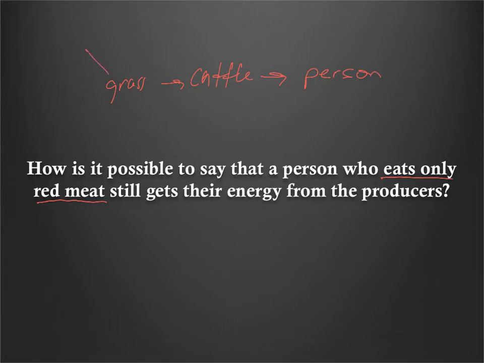Okay, so grass, here's our sun, through photosynthesis is trapping that light energy, putting it into the form of sugars. The cattle are eating the grass, getting energy from that to produce the meat that is then eaten by the person who only eats red meat. So they are getting their energy indirectly from the producers.